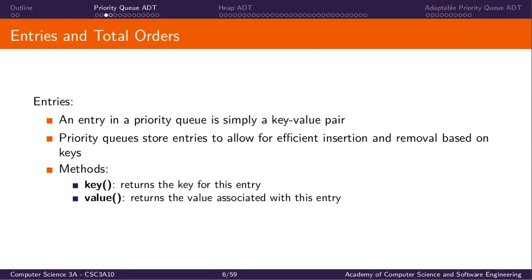Now, the point that's given here is that priority queues store entries to allow for efficient insertion and removal based on the keys. We will see as we look at different ways of implementing our priority queue that we can either have efficient insertion or efficient removal. It takes a bit more work to find the balance to get efficient insertion and removal, but we do get there.